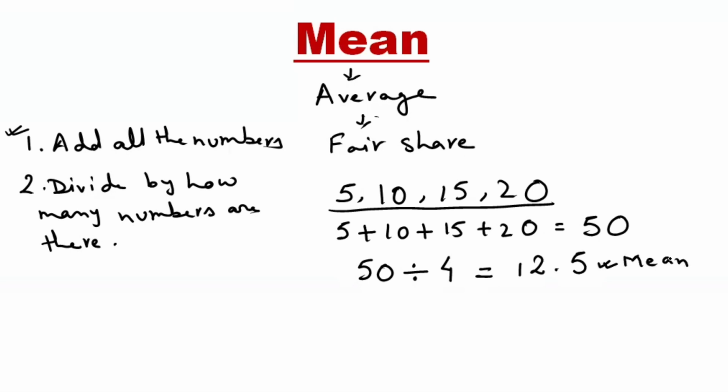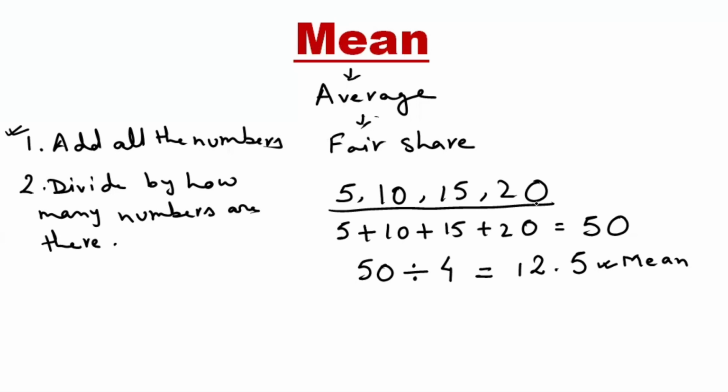So what did we do here? First we add all of the numbers. Then we have to see how many numbers there are. And then the sum we have to divide by the total. First we add all of the numbers, then we count how many numbers there are, then we divide the sum by that count. Here it was 4. So we divide 50 by 4 and we get our answer, 12.5.